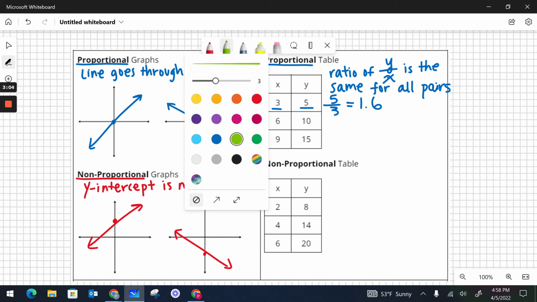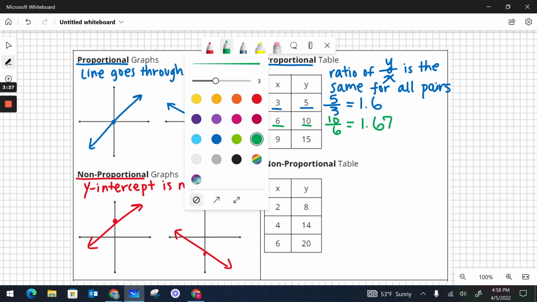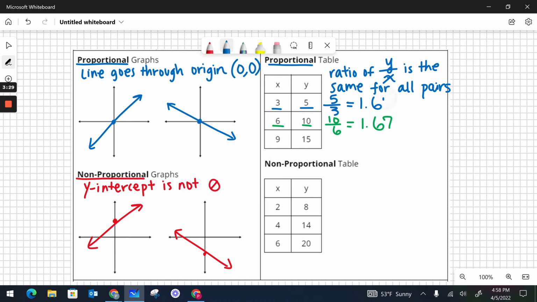Then if I looked at another xy pair, and I did y divided by x, so in this case the y is 10, the x is 6, so if I did 10 divided by 6, I put that into my calculator, 10 divided by 6 is 1.6 again, or 1.67. Sorry, this was also 1.67.